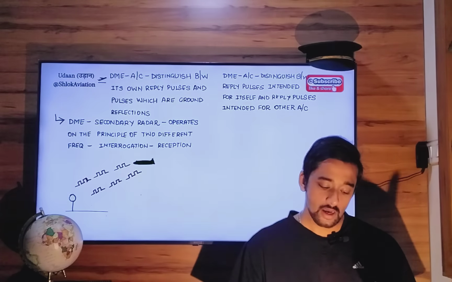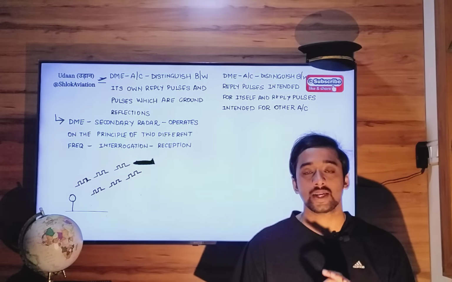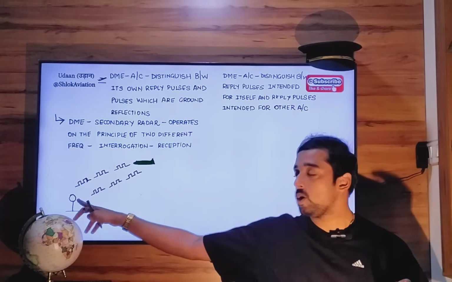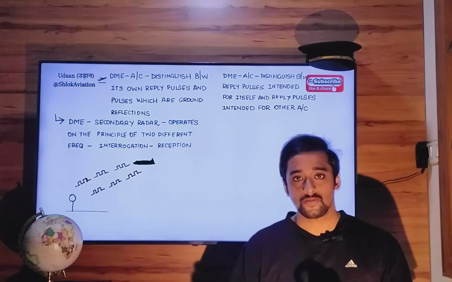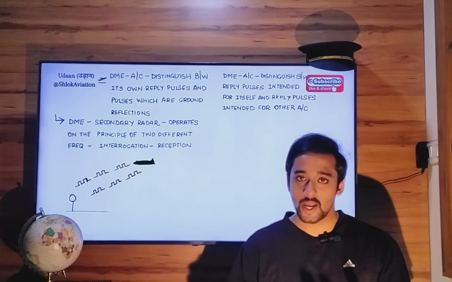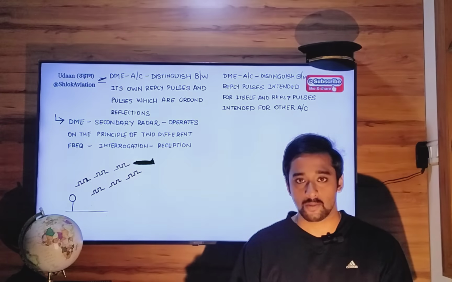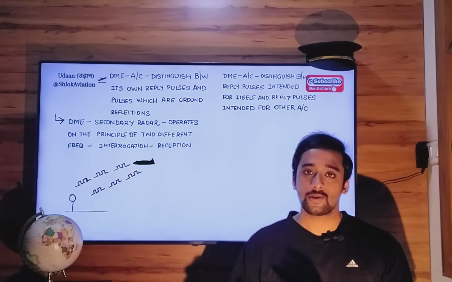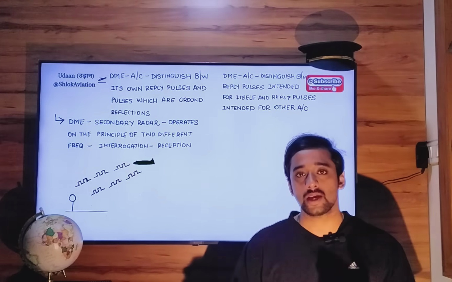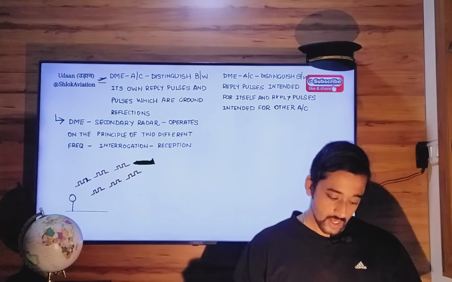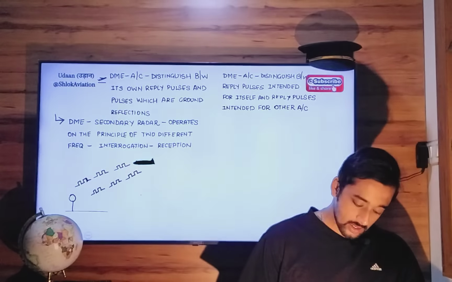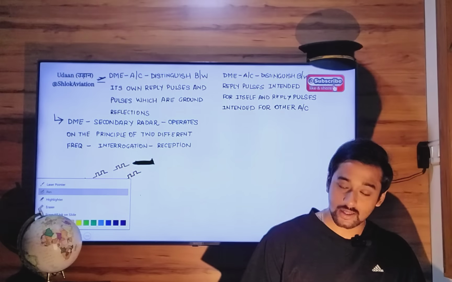Then after calculating the time that it has taken for this radar pulse to go and come back, and multiplying that by the speed of the radio wave, 3 into 10 raised to 8 meters per second, you can calculate slant range. This is how the DME equipment is able to show its slant range to us. This is how the DME system works.